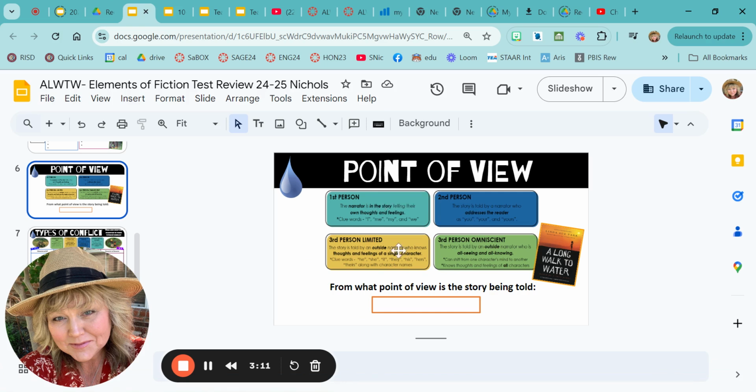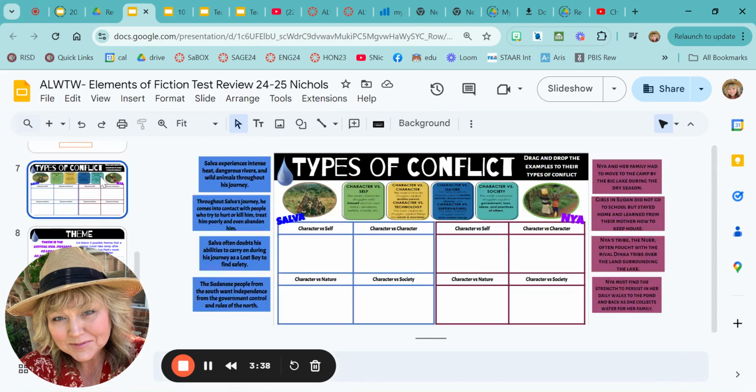And this one is point of view. From what point of view is the story being told? And you need to read this. And notice if it's third person, don't just put third person. There are 2 different third persons to choose from. Whether it's third person limited, that means you're limited to a single character's thoughts, or third person omniscient. If it's omniscient, that means we know the thoughts of 2 or more characters. So tell who those characters are.